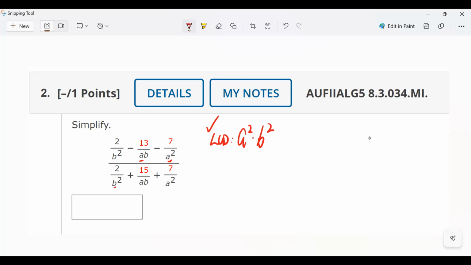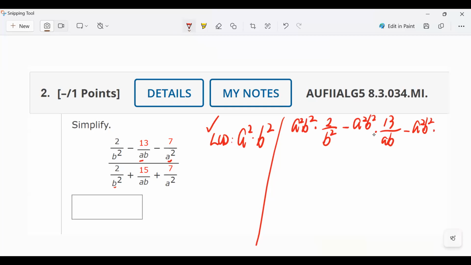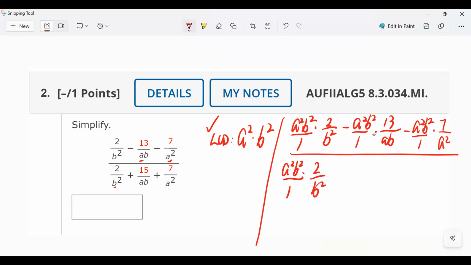So let me do it here. a square b square times 2 over b square first, and a square b square times 13 over 8b, and then a square b square times 7 over a square. That's on the top. On the bottom, very similar. A square b square times, I'm making a fraction if you want to, no problem, and then 2 times 2 over b square.